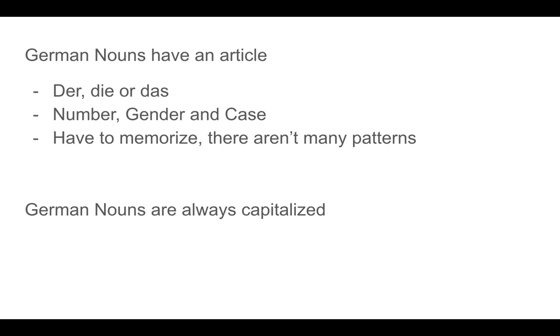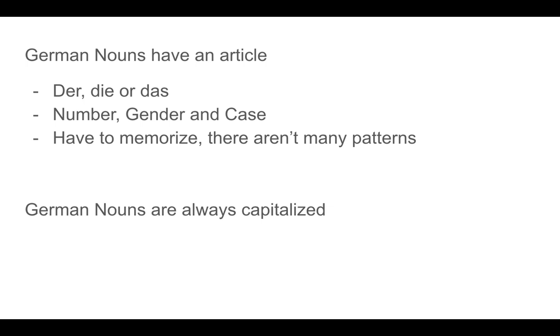So, the two most important things with German nouns is that they have an article. So it's either der, die, or das. Those are the most common ones. We're not going to go into the more complicated stuff with different cases. You have the accusative and dative cases, and you can have articles like dem or den. But the base articles are der, die, and das.